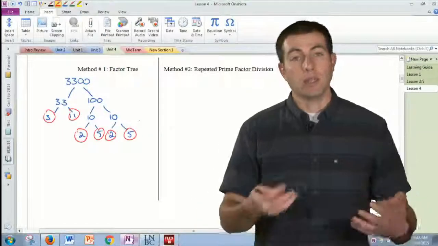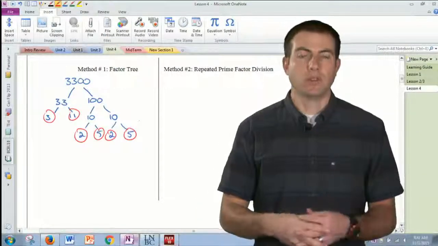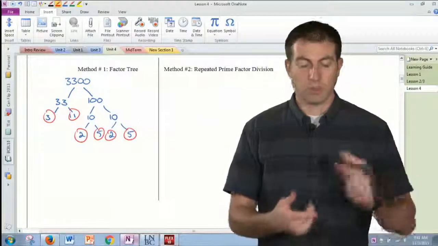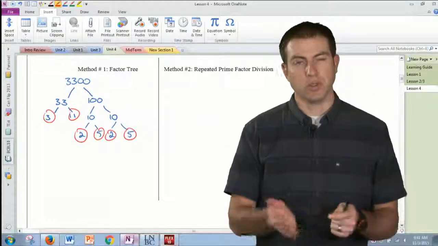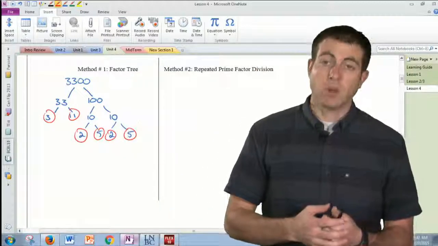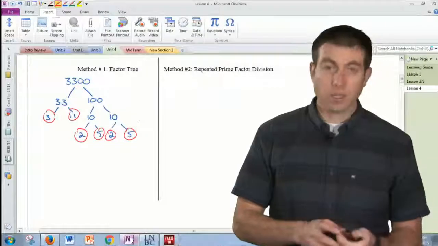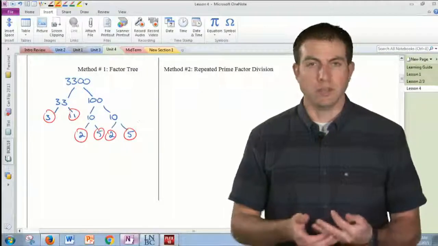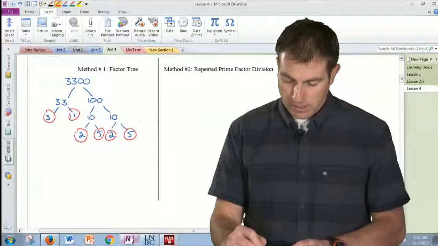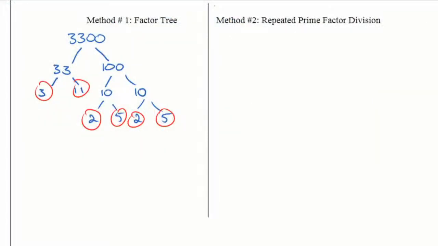So when I write the prime factorization of 3,300, I'm going to write it as 3 times 11 times 2 times 5 times 5. I'd usually write it in order from smallest to largest. So that's one way to do it. Another way to do it is repeated factor division, and some of you may prefer this method. So I'm going to show it to you, and you can decide what you want to do.